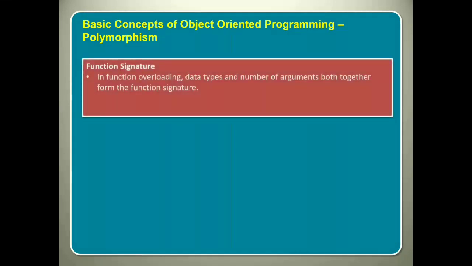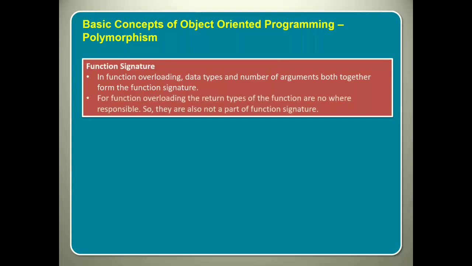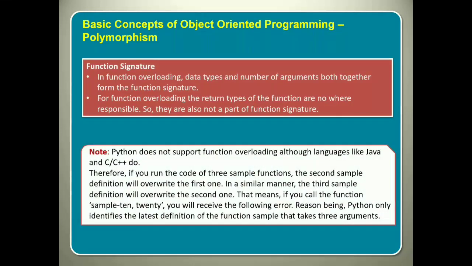In function overloading, data types and the number of arguments, both together, form the function signature. For function overloading, the return types of the function are nowhere responsible, so they are also not a part of function signature. Please note that Python does not support function overloading, although languages like Java and C, C++ do.